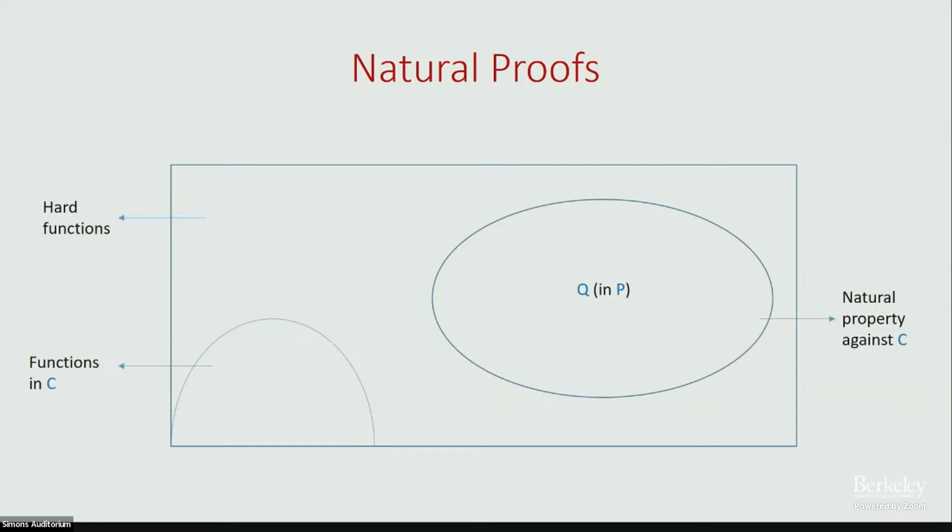This would be your natural property. So these would be functions in C, which are just a very small portion of all Boolean functions, because C is typically some polynomial size bounded class. So there's far fewer functions that have circuits in C, and random functions don't have circuits in C. And the property is a subset of the hard functions, and it's quite a dense subset of the hard functions. It occupies quite a noticeable fraction of the space of all functions, right? And you want this property to be checkable efficiently.